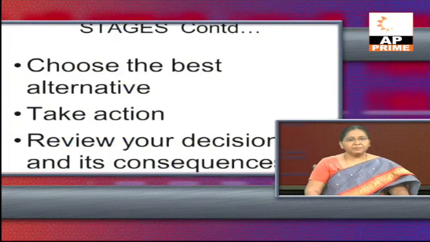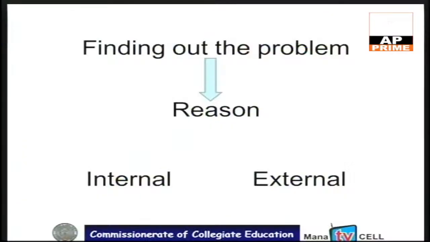Action is implementing. Before you implement also, there is one more thing. You need to review your decision and its consequences and its results. So these are the 7 stages you are supposed to bear in mind. Let us now go deep into it, understanding one point after another. So what was the first one here? Finding out the problem. Now you may get confused about how to find out the problem.